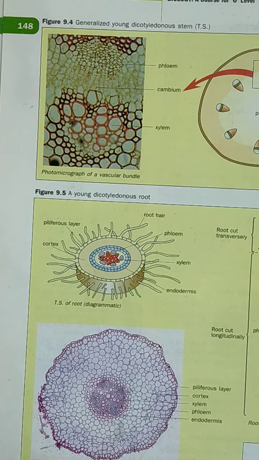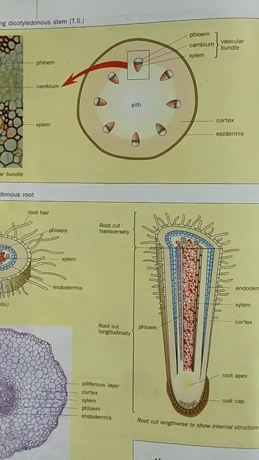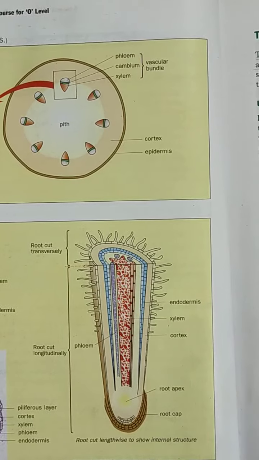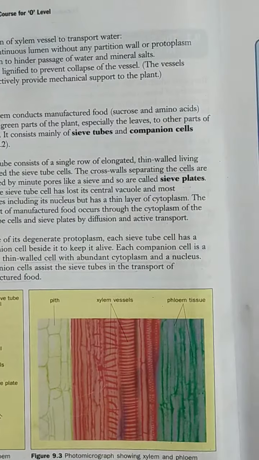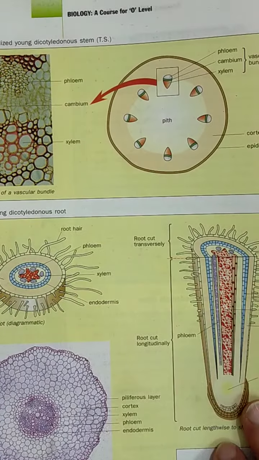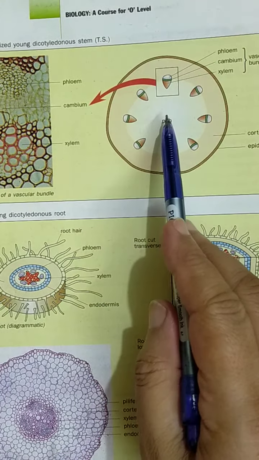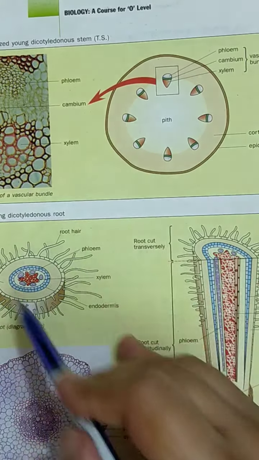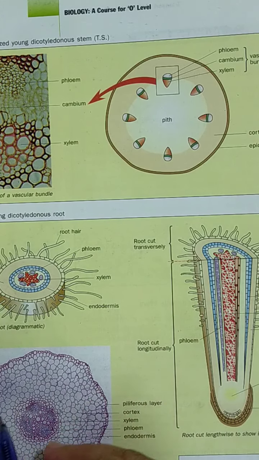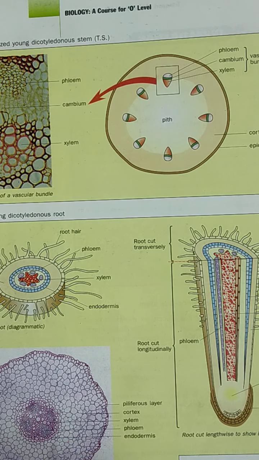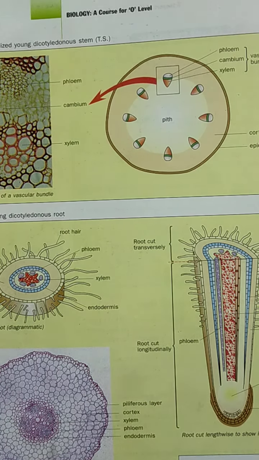So now you should also try to draw these, even in your notebooks, because these structures, and the location and position of xylem and phloem, are very important from the Cambridge paper point of view, and if there is any problem you can ask.